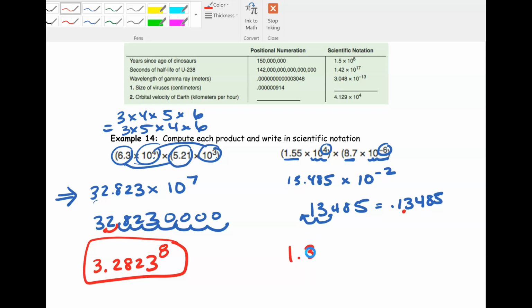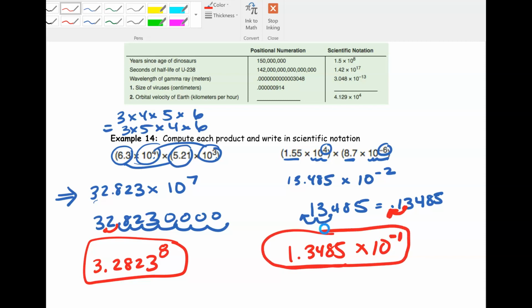So 1.3485 would be a great mantissa, the only one that would work for this, times 10 to the something, and I'll just count. That would have to go 1 left, so I'm going to say times 10 to the negative 1 power. So I write out my number, I place the decimal where it should be, guaranteeing that my mantissa, which is this number, is between 1 and 10, and then I move the decimal where it needs to be, and I write the exponent accordingly. So this would be the answer.